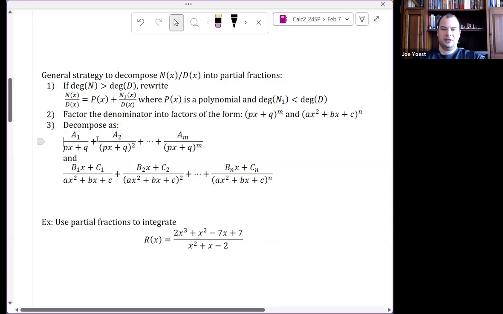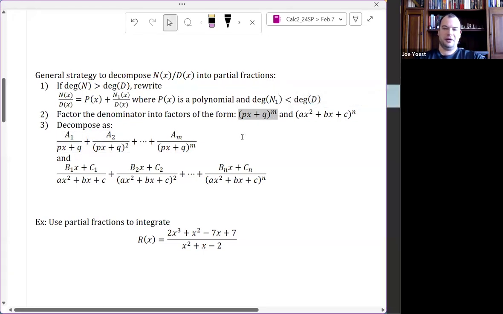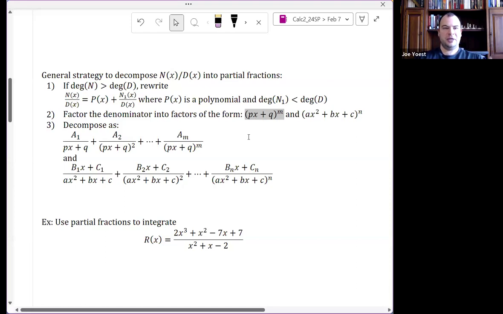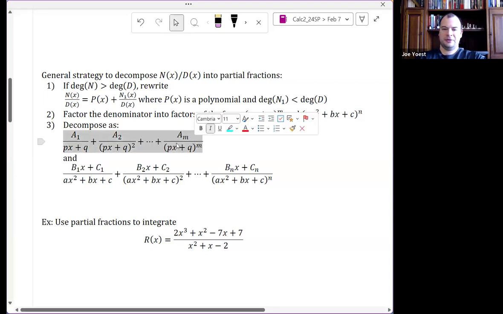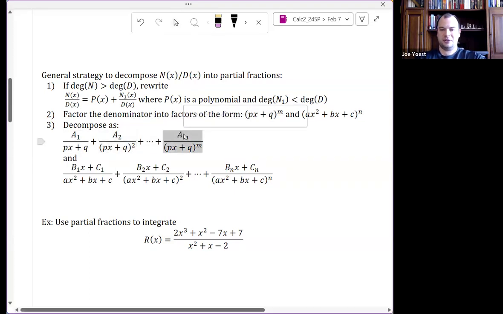Then we want to construct a decomposition. This looks kind of complicated, but basically what we're saying is if I factor my denominator and I get px plus q to the m power as a factor, then I want to take one constant over px plus q to the first power, plus another constant over px plus q to the second, and so on until I get to px plus q to the m power.